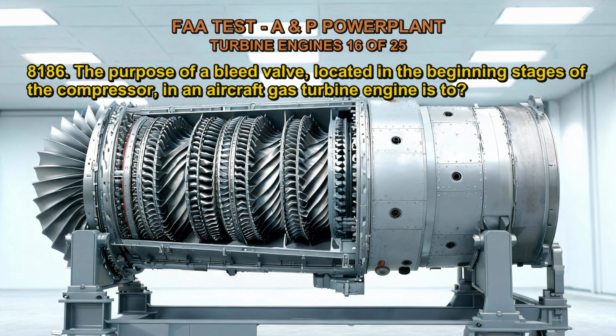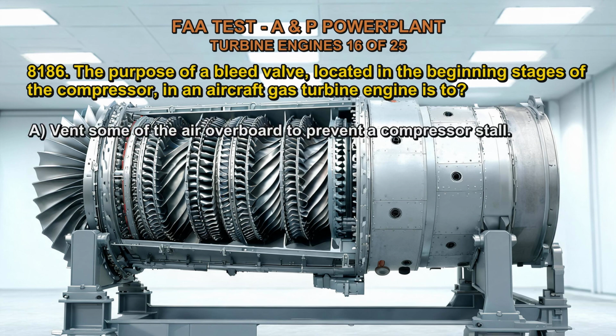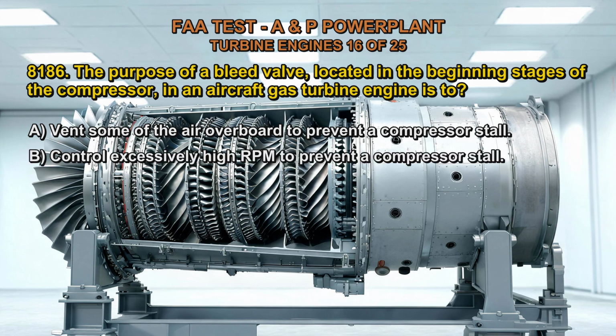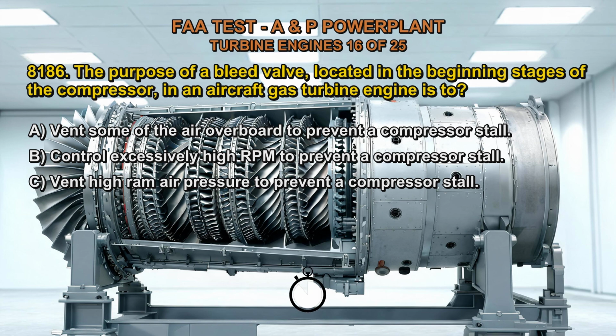8186. The purpose of a bleed valve, located in the beginning stages of the compressor in an aircraft gas turbine engine, is to: A. Vent some of the air overboard to prevent a compressor stall. B. Control excessively high RPM to prevent a compressor stall. C. Vent high ram air pressure to prevent a compressor stall.